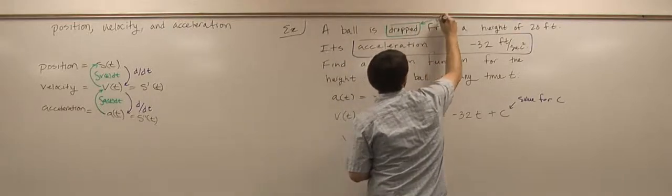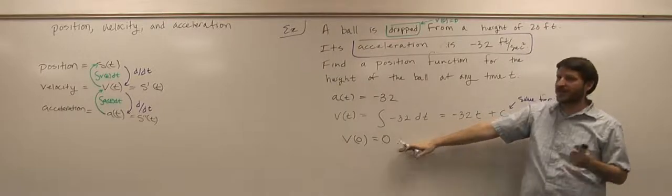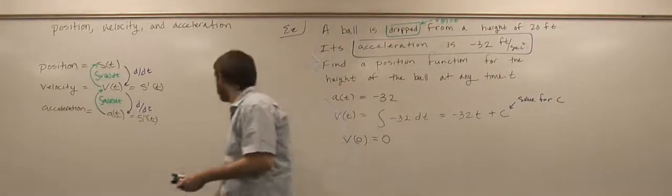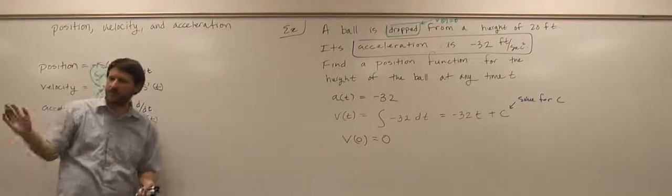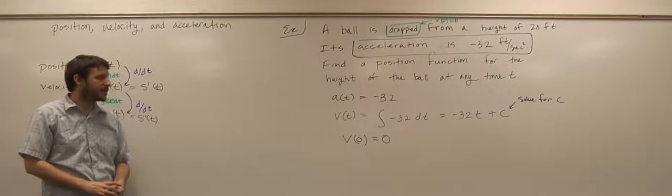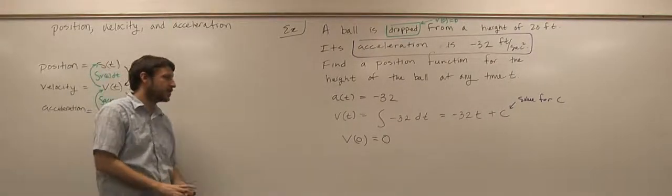And this is what's telling me v of 0 equals 0. If I wanted to have some other velocity, I'd have to say I threw the ball down at 15 feet per second. I'd have to give you some initial velocity. But if you ever see the word drop, that means there was no initial velocity put into the object.